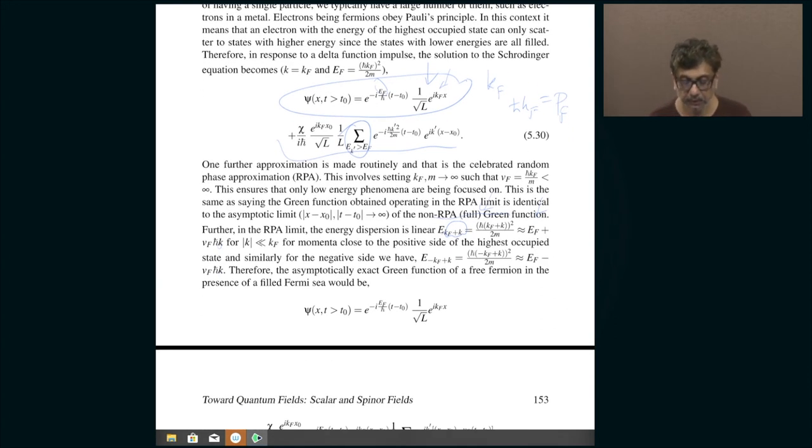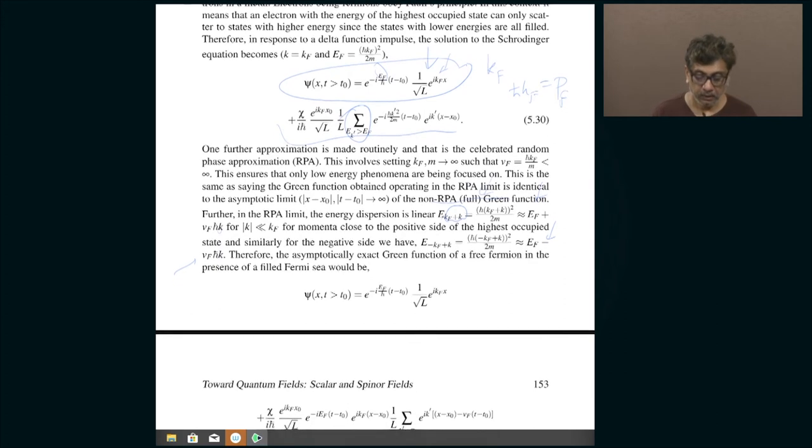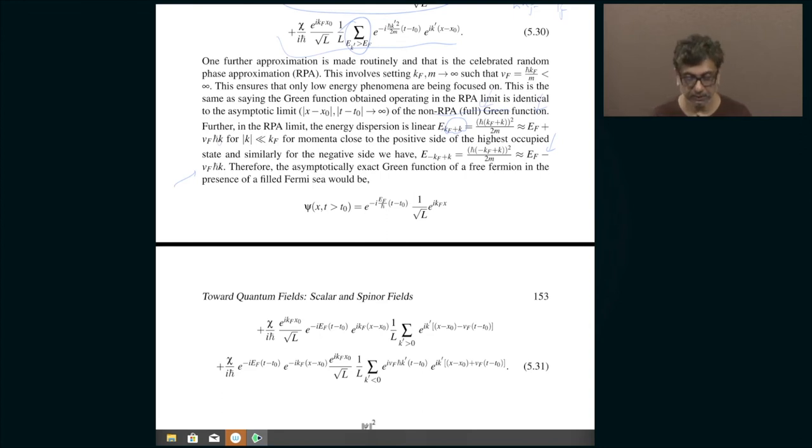Okay, so similarly, if the particle is close to the other end, namely its momentum is minus h bar kF, then its energy is going to look like this. So it's going to be less than EF. Well, that depends on the sign of k. So it certainly has a different sign compared to when it was near kF. Okay. So now there are two possibilities.